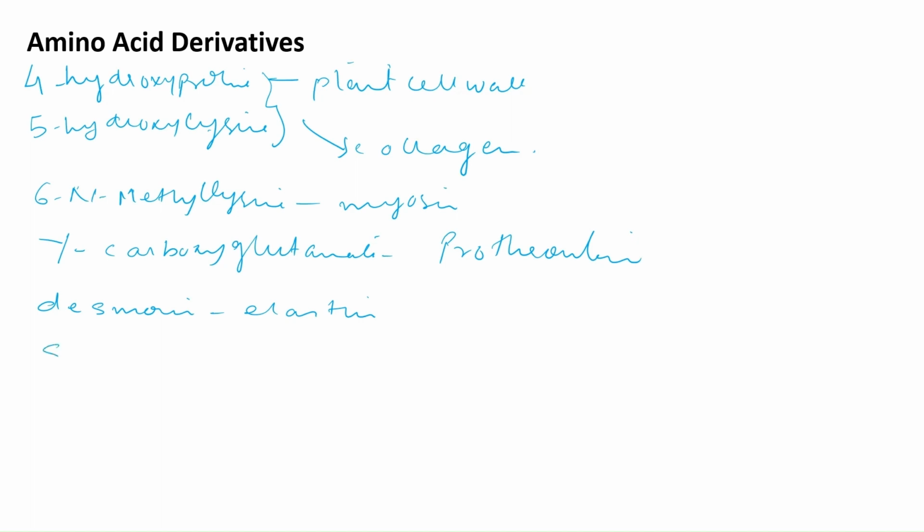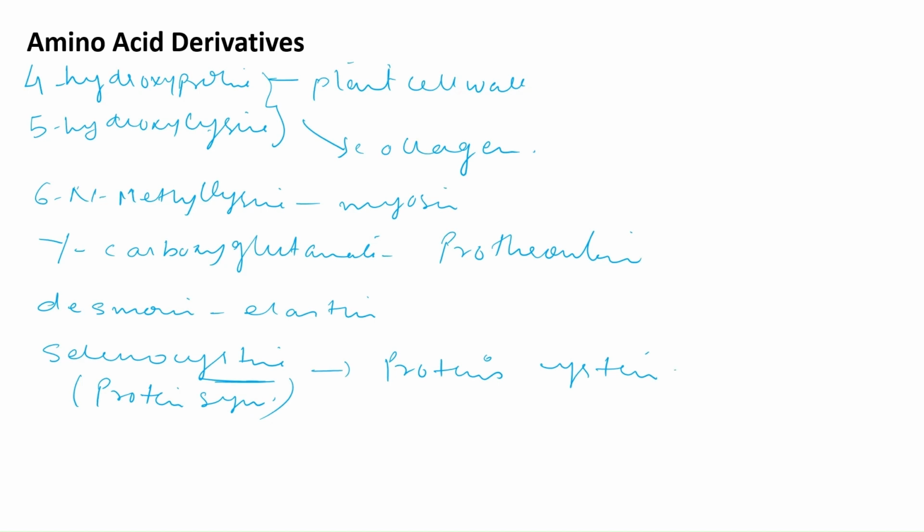One is selenocysteine. This amino acid derivative is formed during protein synthesis and not as a post-translation modification. All the rest of the amino acid derivatives are formed as a post-translation modification, not during the process of translation, but selenocysteine is formed during the translation process only. Selenocysteine is found in many proteins. It is cysteine only, but in cysteine, sulfur is present, whereas in selenocysteine, selenium is present instead of sulfur.